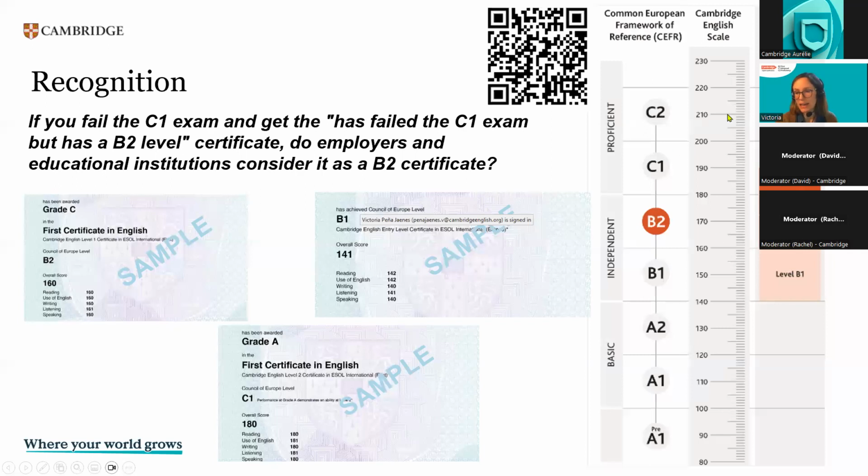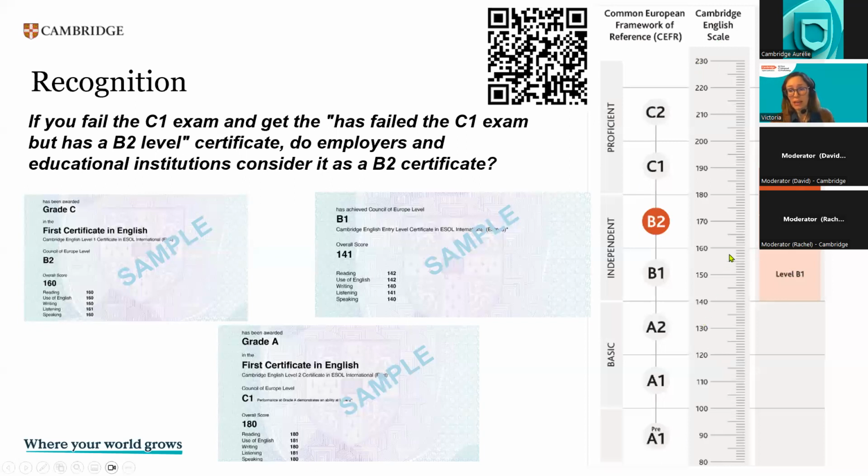here you can see the diagram with B2 First for Schools and B2 First results, and then the different certificates you can get. You can also get a certificate with grade B. So for B2 First and B2 First for Schools, the pass mark is 160 on the Cambridge English Scale, which is a continuum from 80 to 230, and which shows the logical progression throughout our exams and the levels.